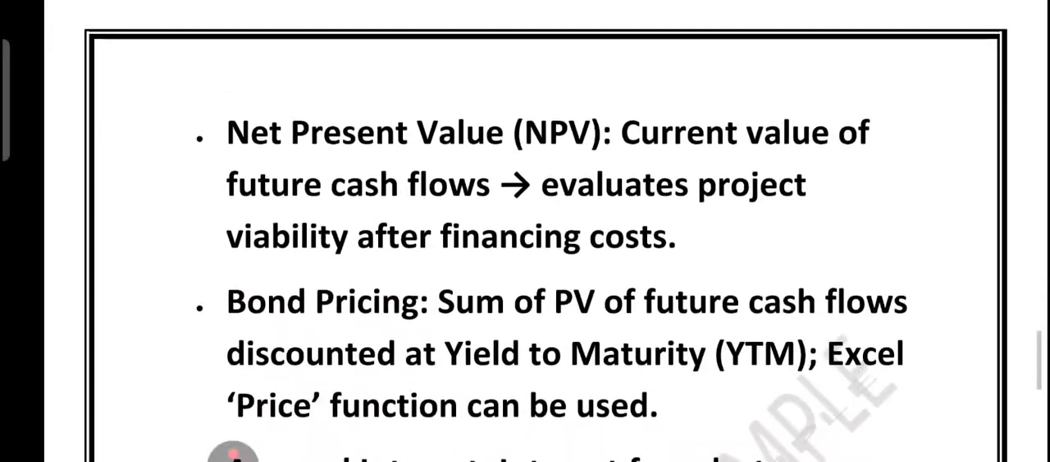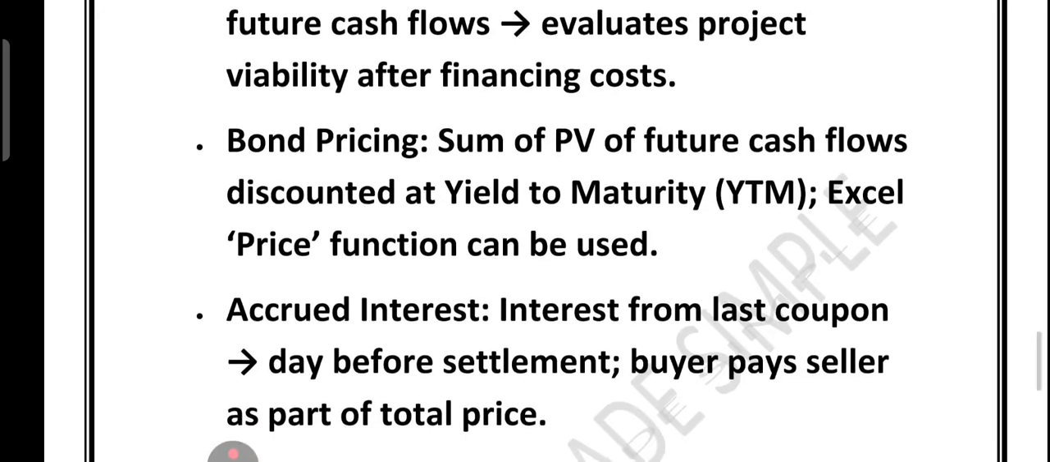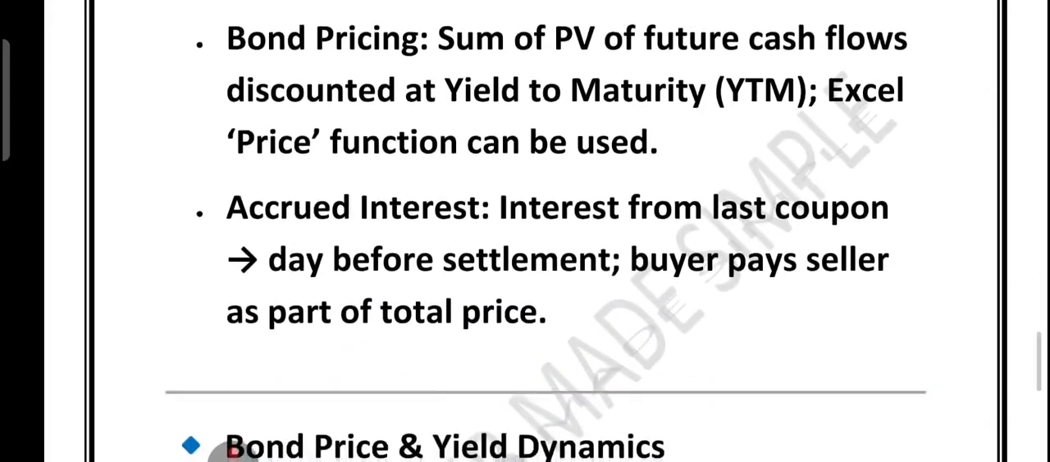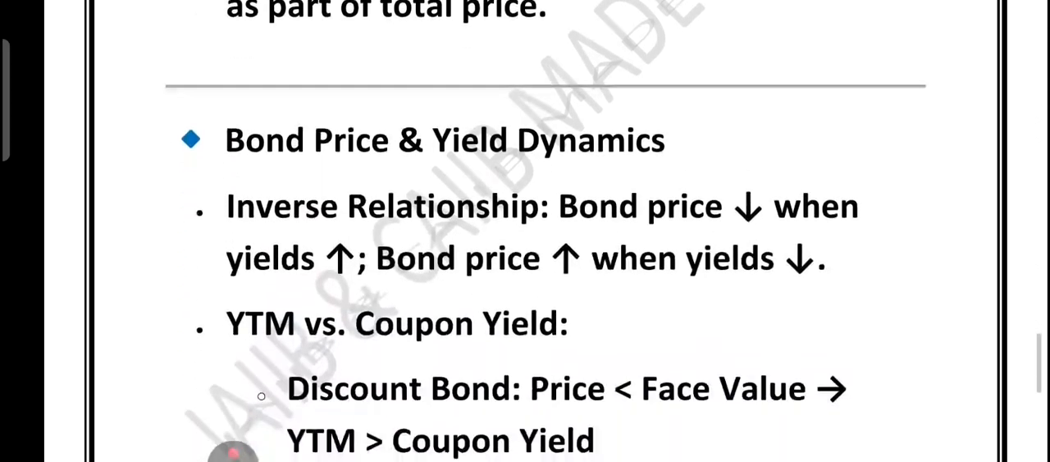We talked about the concept of net present value. This calculates the current value of the future cash flow, helping decide if a project is worthwhile after considering the financial cost. Let's connect TVM to the bond. Very, very important. Bond pricing is all about adding up the present value of the future cash flow, discounted at the yield to maturity. That is a bond price, right?